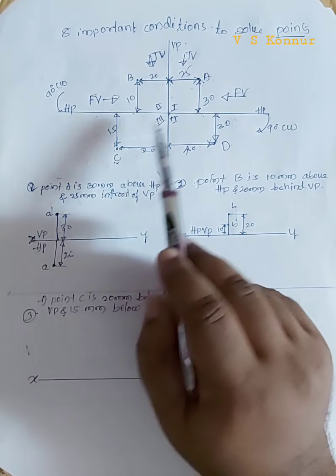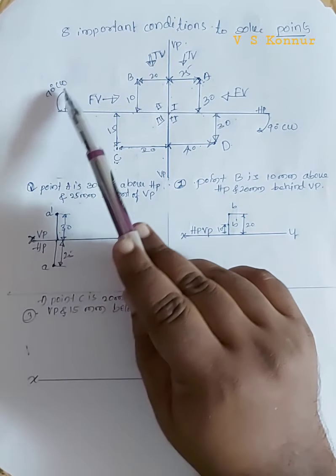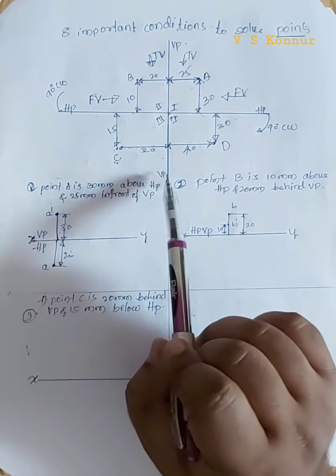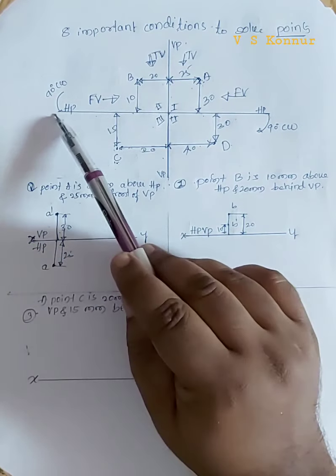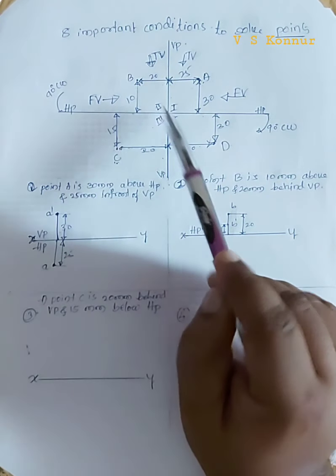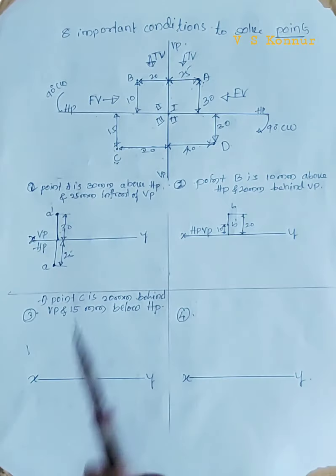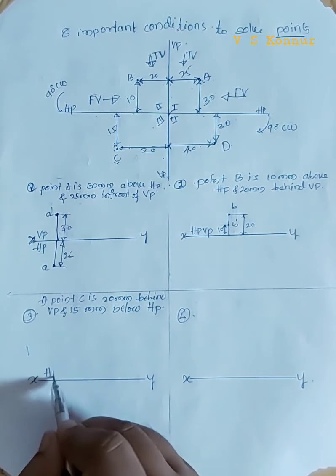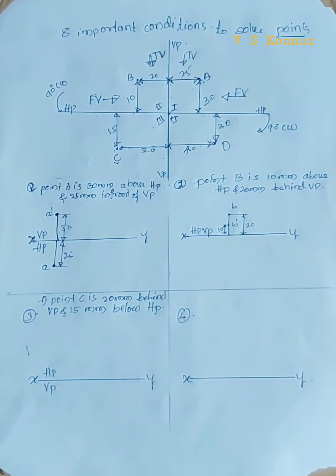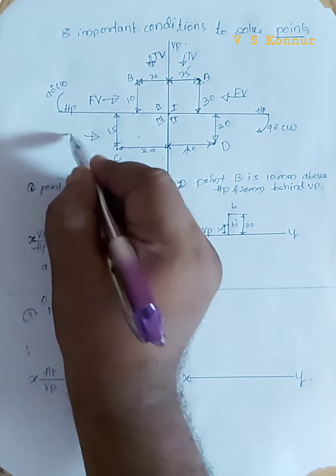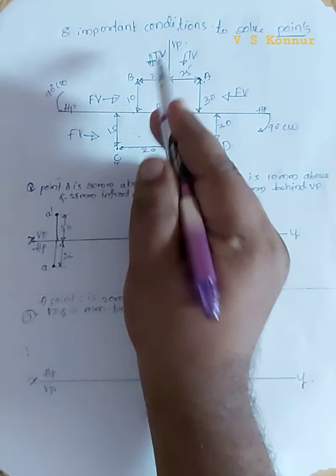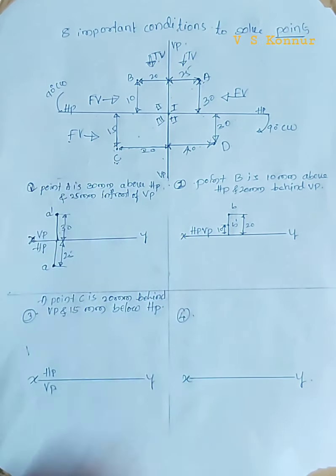In the third quadrant, at the intersection, HP is rotating 90 degrees clockwise and VP remains the same. From this intersection, you can see that HP is moving 90 degrees clockwise. So HP is above the XY line, VP is below the XY line. Depending upon this, you should solve this problem. This is the front view. This is the top view. Top view remains the same. Only this is the front view.